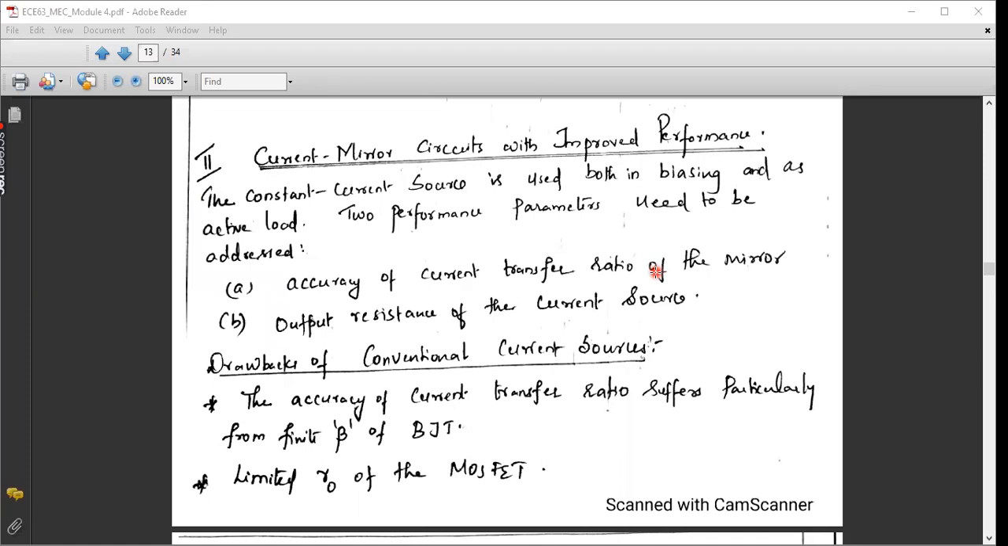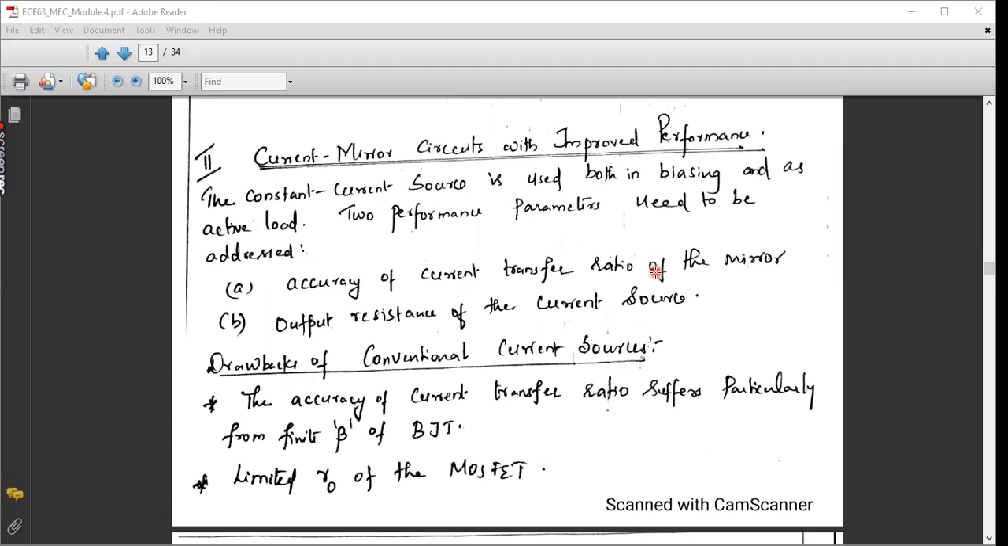So one parameter to assess the performance of a current mirror circuit is the ratio. What ratio? I naught by I ref ratio, which is otherwise called the current transfer ratio. It should ideally be 1:1. So our objective is to design better mirror circuits or practical mirror circuits which will provide a ratio very close to 1:1 or precisely equal to 1:1.